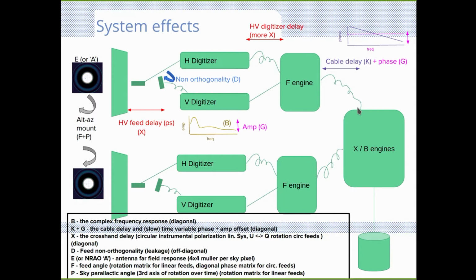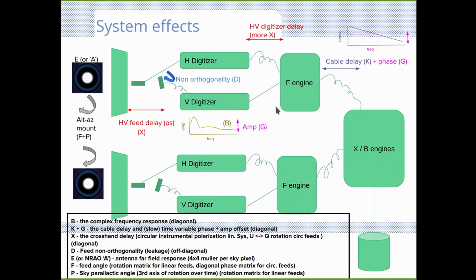So this difference in path can be described as a slope, right? It's a slope in frequency, as I indicated here. So phase is on the y-axis, frequency on the x-axis. We have a slope. That slope can be shifted up and down. So it is described as a K matrix and a constant offset in phase, the G matrix, right? So this is the catch-all matrix that Ruby has been talking about. That fully describes the effect of the cables that connect everything.